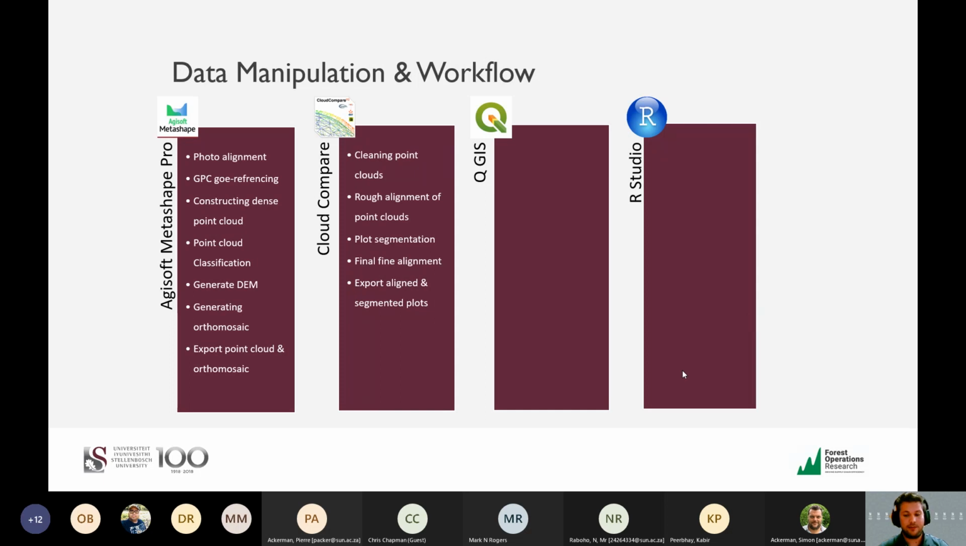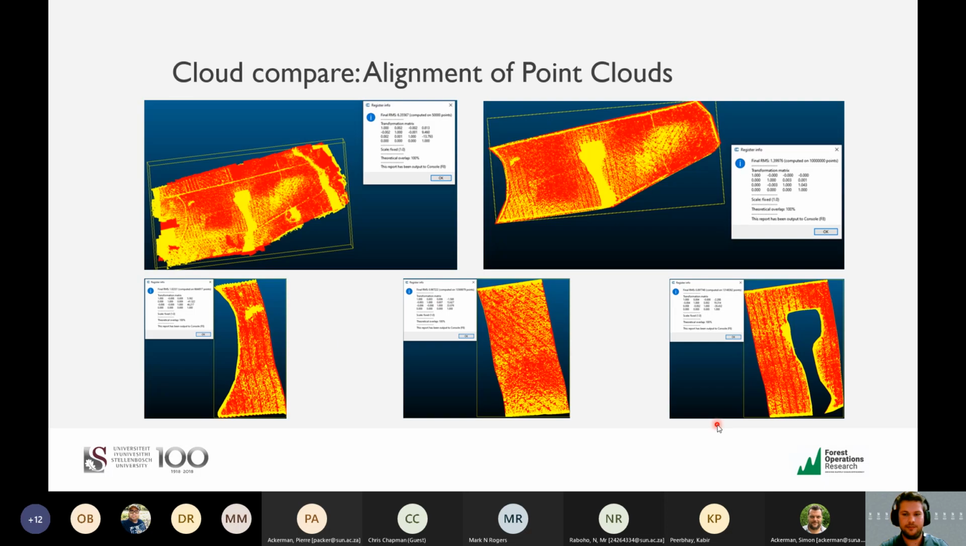Next, the respective plots were snipped from the bigger point clouds of the compartments by using the shapefiles created in QGIS, dividing the clouds into workable chunks as per thinning treatment applied. Next, these segmented blocks were finely aligned, reducing the root mean square error to less than 1 meter in the X, Y, and Z axis. These segmented blocks were next exported for further use and processing.